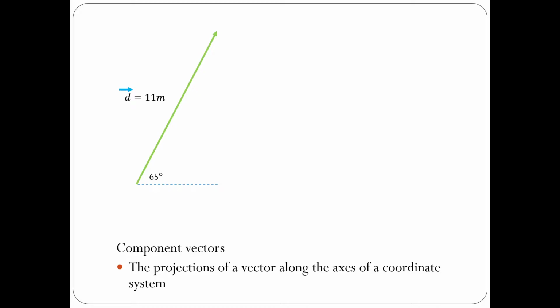Going back to the physics, if the car has a displacement of 11 meters at 65 degrees north of east, it also has a displacement in the x direction, delta x, and displacement in the y direction, delta y. Delta x and delta y are the component vectors, which have single directions only.